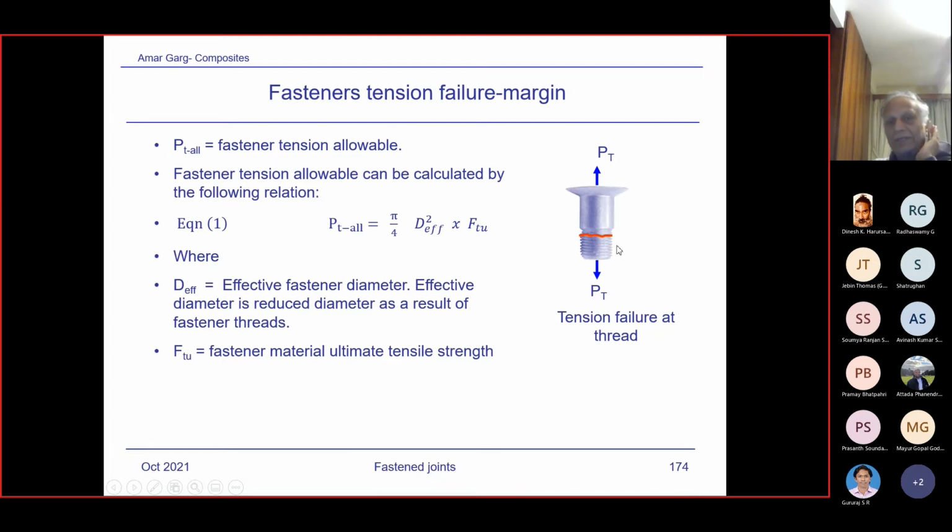And that's what we need to consider. Rather than considering the fastener diameter, we have to consider the effective area over here. So D effective area into FTU. FTU is the allowable tension for the fastener material. So now D effective, how do you calculate the D effective?